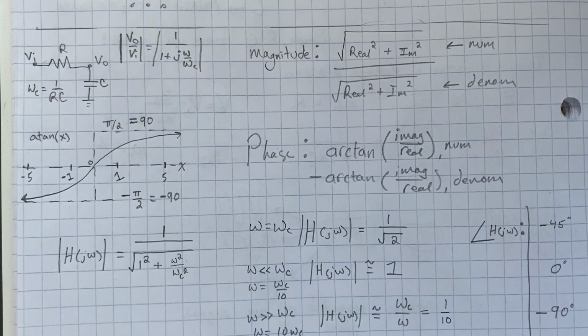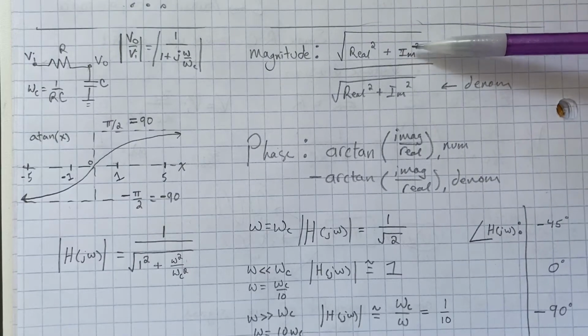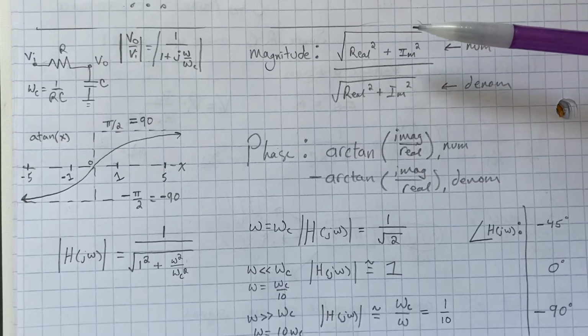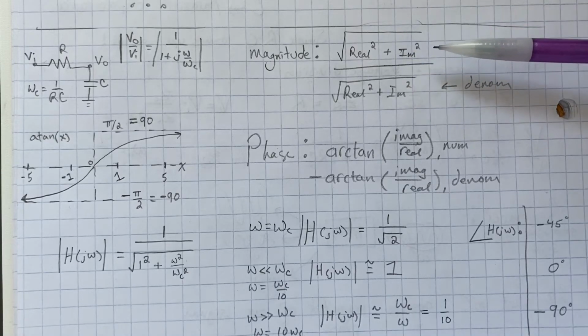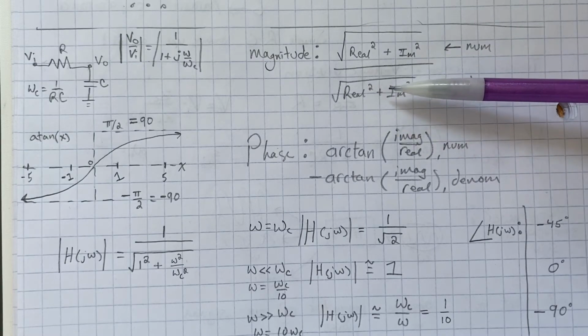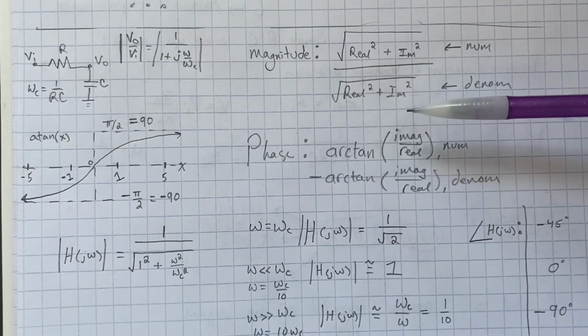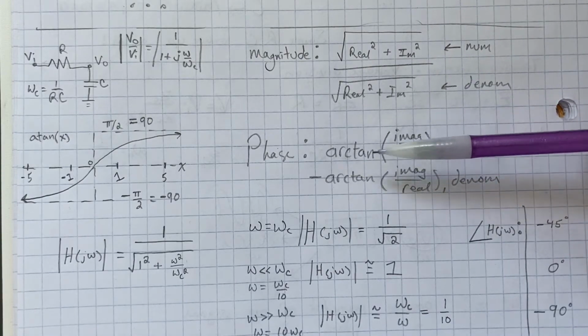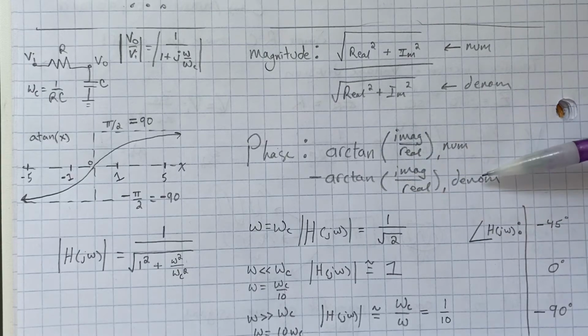So here, let's look at how we actually write the magnitude and phase of our terms. For a transfer function that's complex, we know the magnitude is the square root of the real part squared plus the imaginary part squared of the numerator, over the square root of the real part squared plus imaginary part squared of the denominator. And the phase is the arctan of the imaginary over the real of the numerator minus the arctan of the imaginary over real of the denominator.